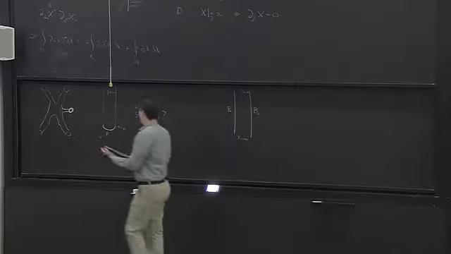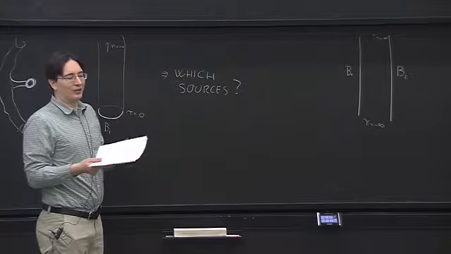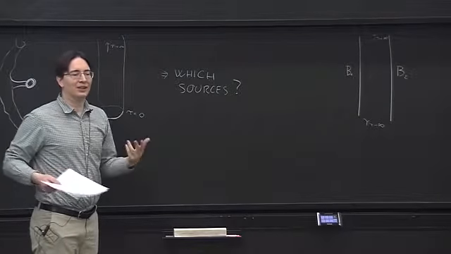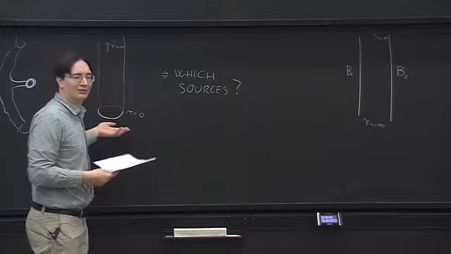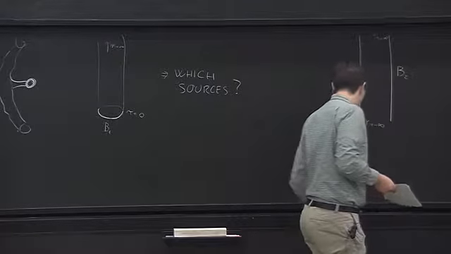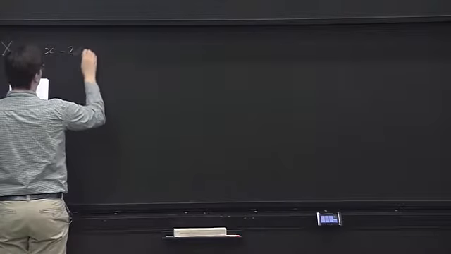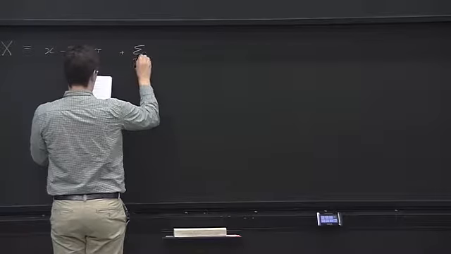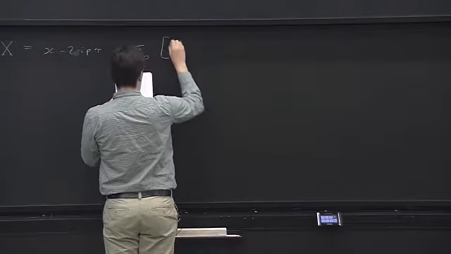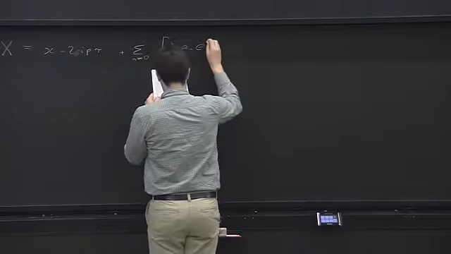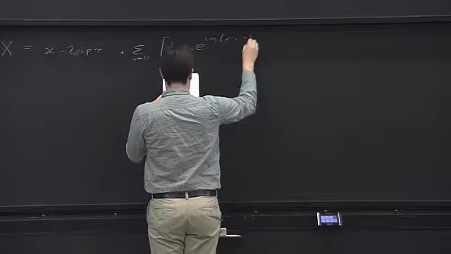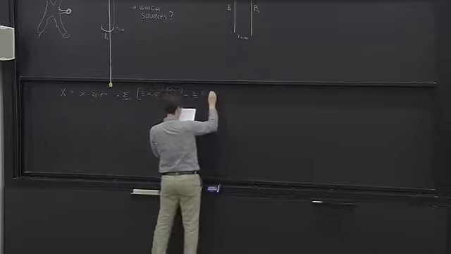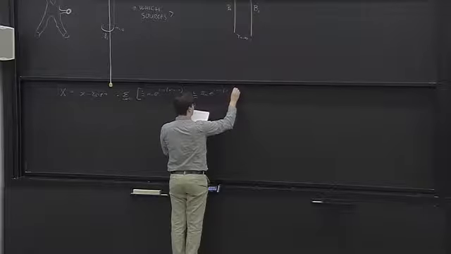So I start with this one because it's a little bit easier, in the sense that you already know the theory on a cylinder. You know what the states of the theory on a cylinder are. So we need to figure out which states are created by putting a boundary at the origin of Euclidean time. So remember that the free scalar has an expansion of this sort.